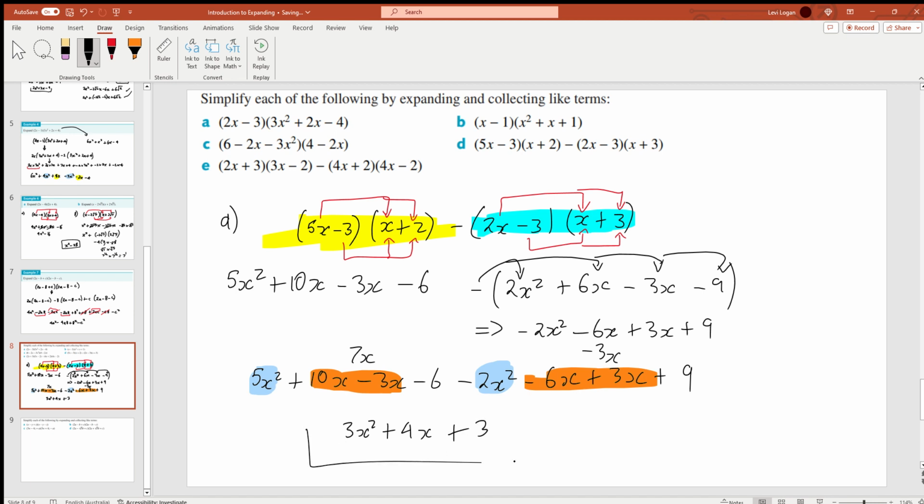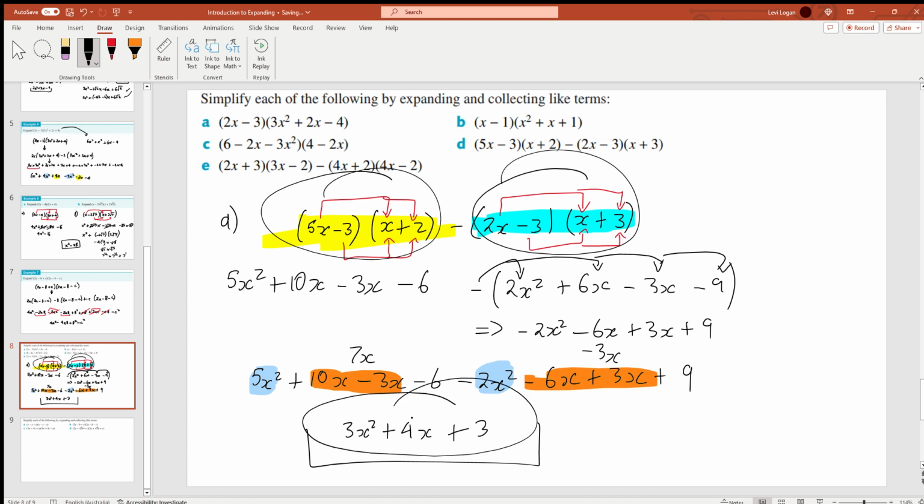And that's it. So what we've done there is do that individually, sort out all that, apply the negative, add the like terms together, and ta-da, you get that. So that's question D done. Let's have a go at question E now.